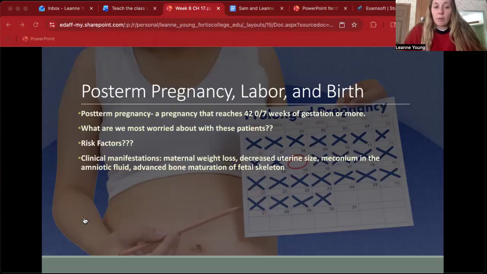Risk factors for a post-term pregnancy include this being a woman's first pregnancy. She's had a prior post-term pregnancy. Baby boys, for some reason, like to stay there a little longer. Obesity or a genetic predisposition. Clinical manifestations include moms start to lose weight, their uterine size will decrease, they may have some meconium in the amniotic fluid, which indicates that baby was stressed out at one point, and then advanced bone maturation of the fetal skeleton. So that baby's skull is going to start to fuse together a little bit more because they're still growing, they're still developing in utero, right?